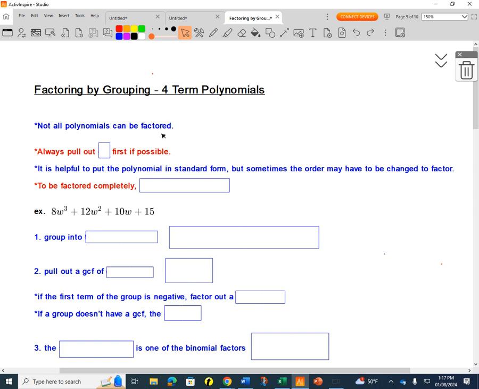One of the things we didn't do in the examples I showed you, but sometimes there is going to be a greatest common factor that you can pull out at the very beginning. If you can pull a 2 out of everything at the very beginning before you start factoring by grouping, you have to do that first. Does that make sense? So we'll always pull out a GCF first if possible. Write GCF in the blank right there.